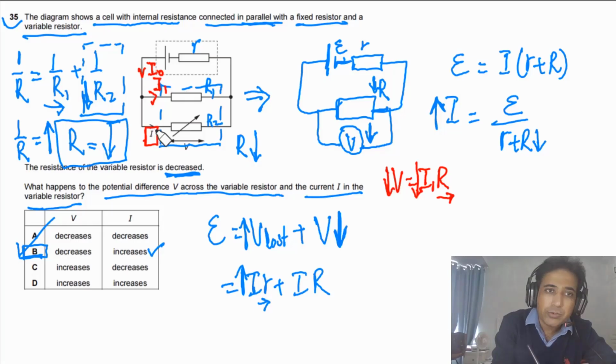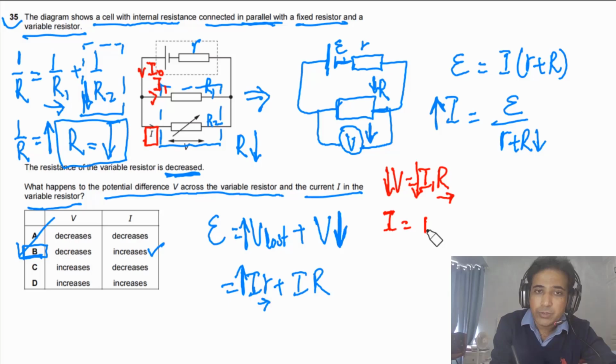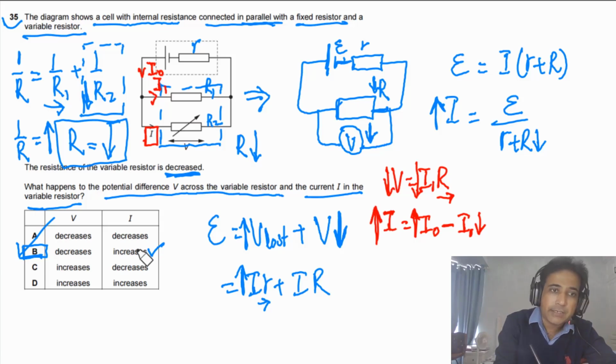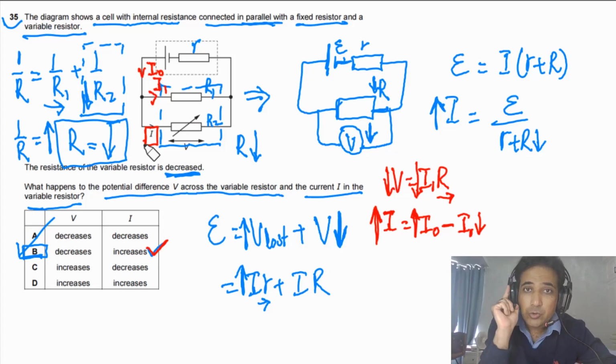So how about current passing through this resistor? The remaining current, here we have I, this one has to be equal to I0 minus I1. As I1 decreases, this current decreases. How about I? This has to increase. So that's the reason we have chosen current increases. So this value of I has to increase. I hope this makes sense to you.